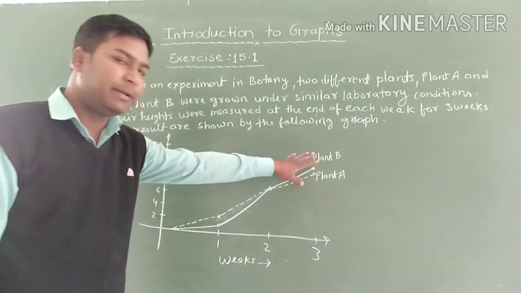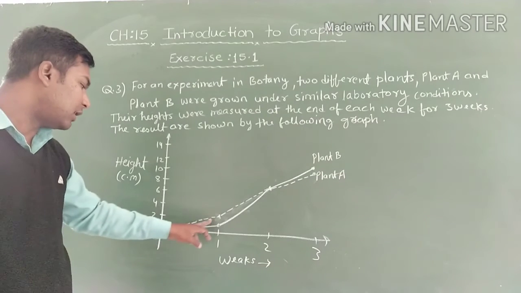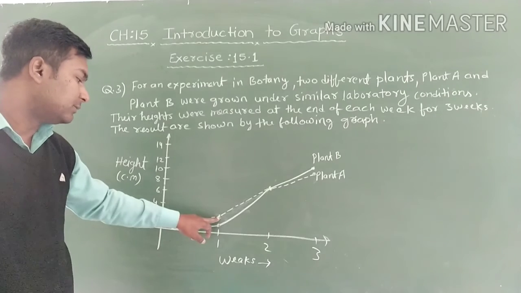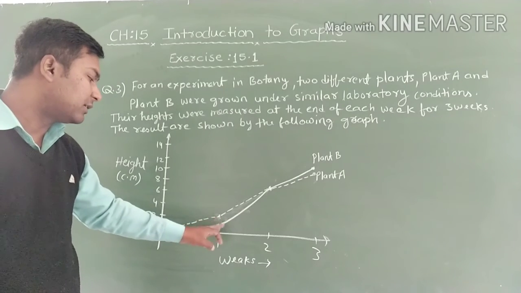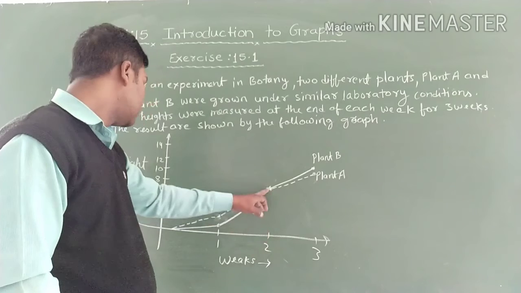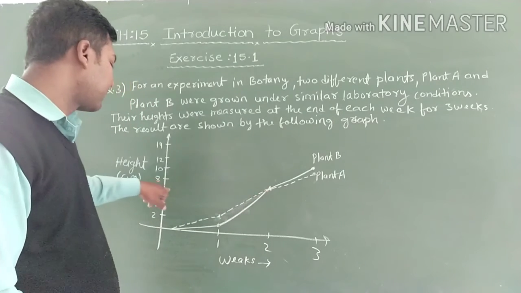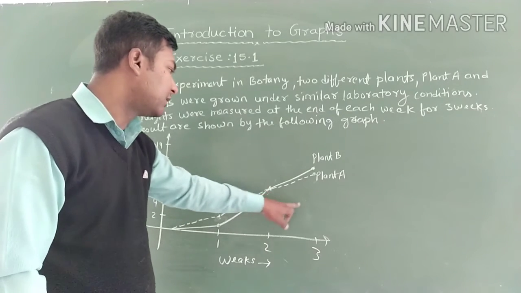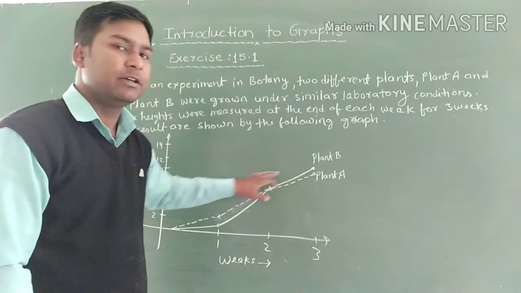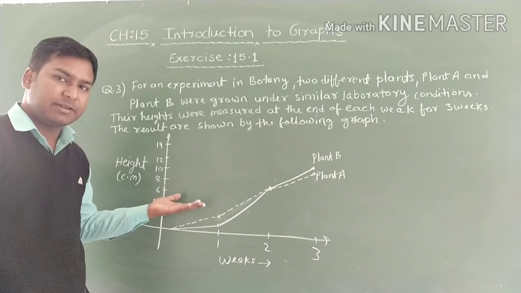Now plant B, from the starting in the first week, plant B will grow up to 2 centimeter as shown in the figure. And after 1 week, in the second week, plant B will grow 6 centimeter. You can see here. And in the third week, plant B will grow 10 centimeter. Okay. So this is the graph which is given here.